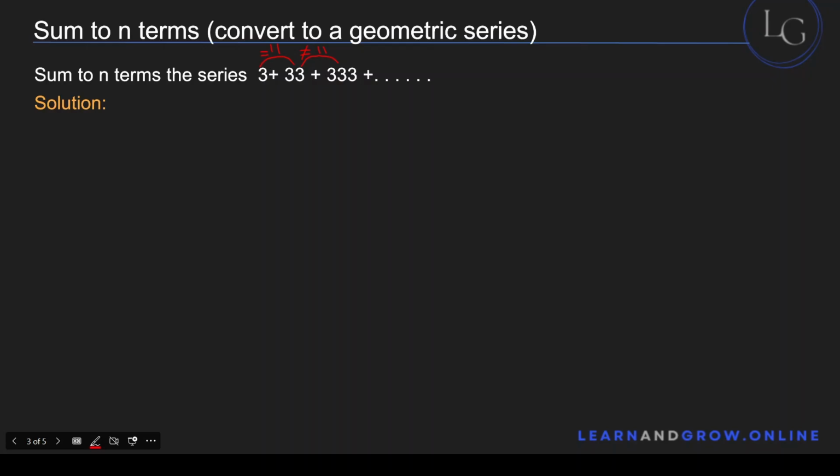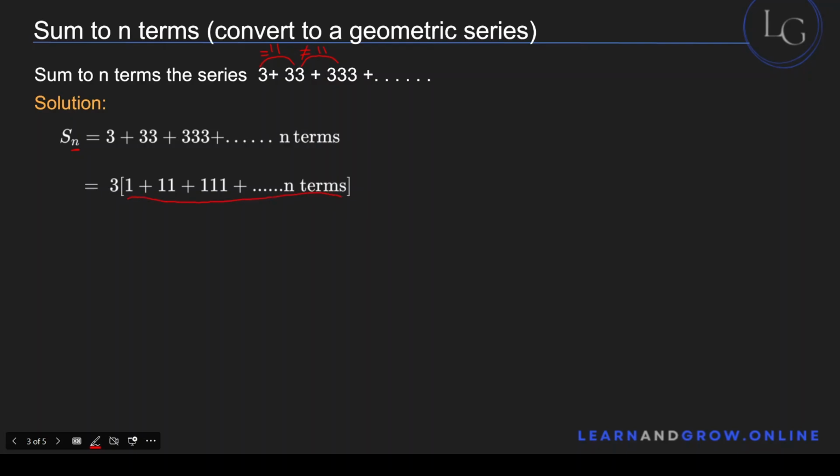So, how do we approach this question? Well, we have to find the sum of n terms, so Sn, of this series. First of all, we'll divide the whole series by 3. So 3 into 1 is 3, so 3 into 11 is 33, 3 into 111 is 333, and so forth till n terms. So now we have this series.